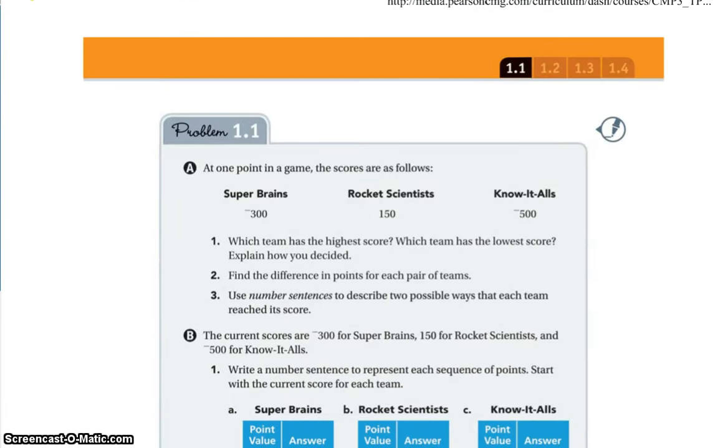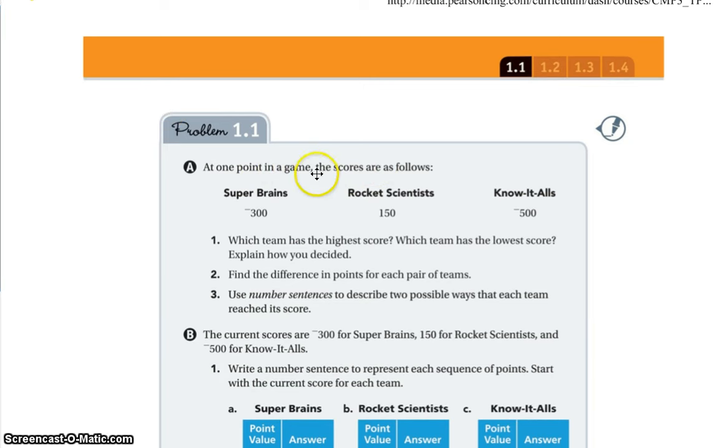Okay, so we've got three teams playing the math fever game, and at one point in the game, the super brains have a score of negative 300. The rocket scientists have a score of 150, and the know-it-alls clearly don't know much because they are sitting at negative 500 points. So, question A1 says, which team has the highest score?